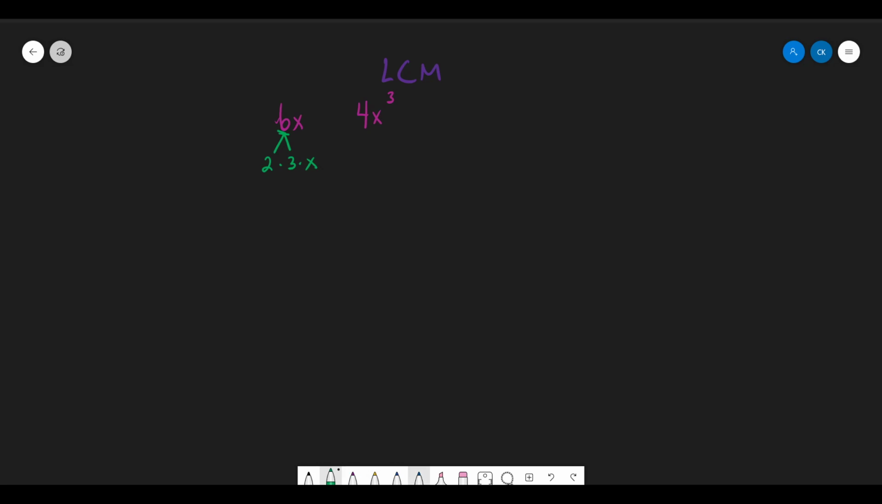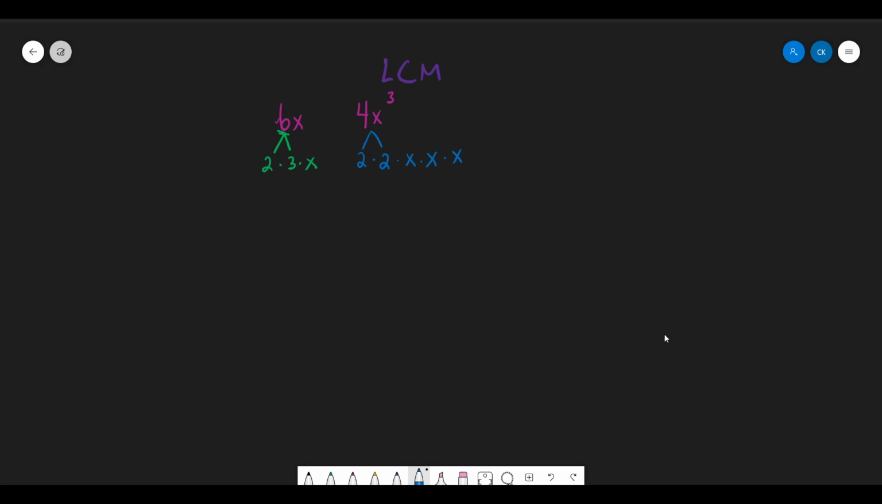I'm going to do the same thing with the 4x to the third. So I know 4 will break up into 2 times 2. And x to the third is just x times x times x. So you're just going to write out what your variable to the exponent is. All right? Well, now what I'm going to do is I'm going to use each of those prime factors and take the greatest number of times it appears in either of the factorizations.